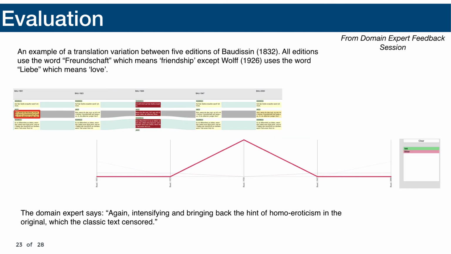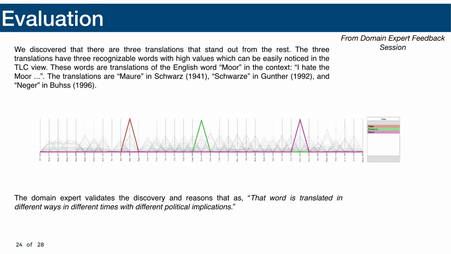During the domain expert feedback sessions, different observations were discovered. For example, in a speech Iago says, "If thou dost, I shall never love thee after." All other Gaussian translations use the word Freundschaft, which means friendship, except the 1926 edition uses the word Liebe, which means love. The domain expert justifies, again, intensifying and bringing back the hint of homoeroticism in the original, which the classic text censored.